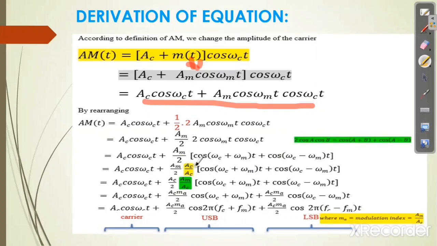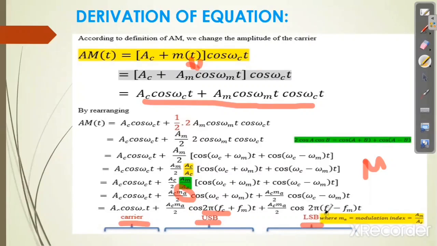Now we have to multiply and divide by Ac, so that Am by Ac we can get, and this is nothing but our modulation index, that is ma. We can also write this as mu. So mu is nothing but Am by Ac. And this omega can be written as 2 pi f, so that we get this final equation. Here we get three different terms: carrier, upper sideband and lower sideband.